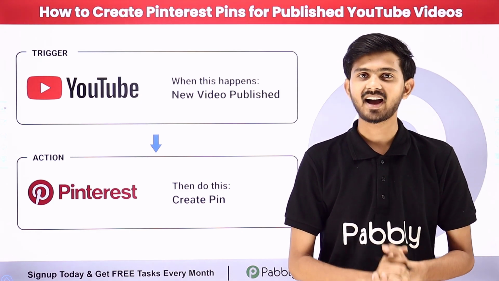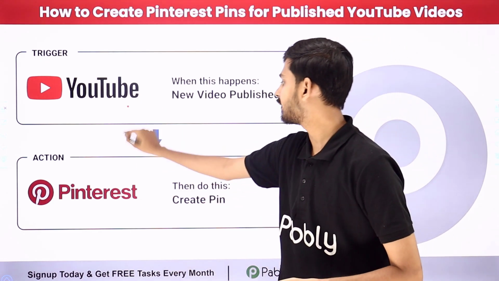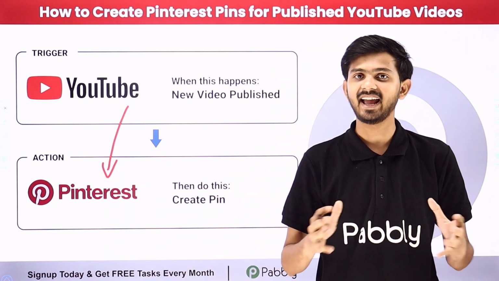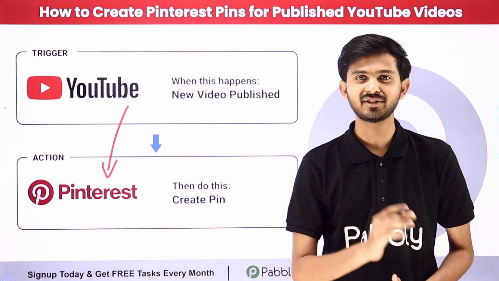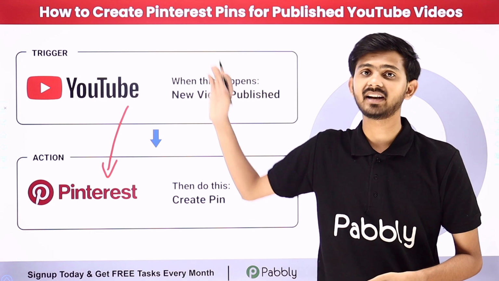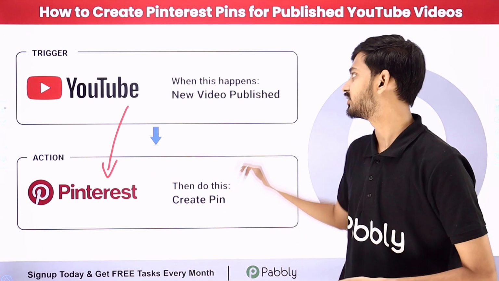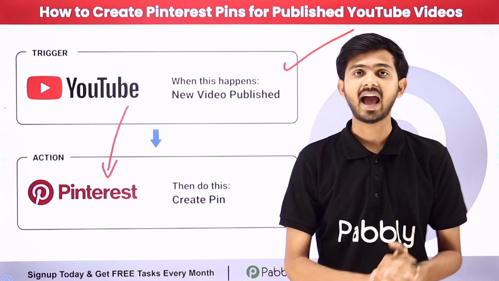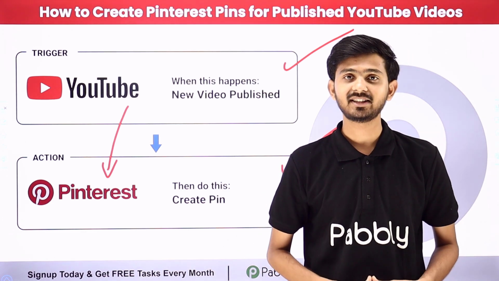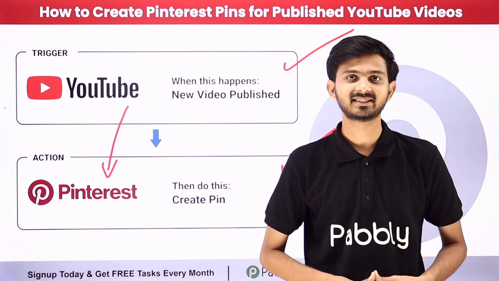So for my objective, I have to build a connection between YouTube and Pinterest. For building this connection, I'm going to use Pabbly Connect, which is an amazing software for automation and integration. In Pabbly Connect, I need to use the concept of trigger and action. In the trigger application, I'm going to use YouTube. In the action application, I'm going to use Pinterest. So how am I going to build this connection? For that, let me take you to my computer screen.